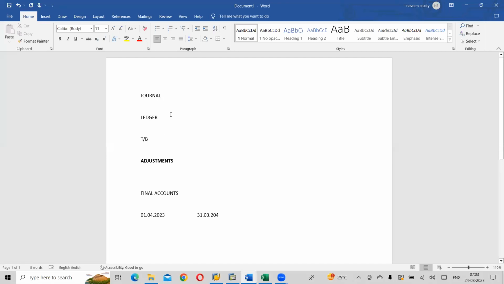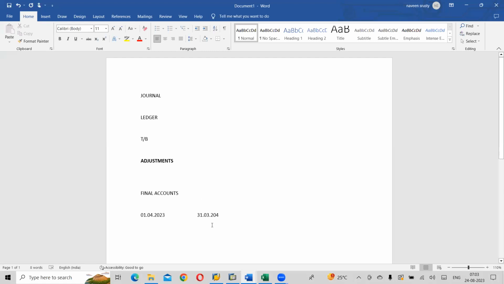Manual accounting, again I'm reiterating. From manual accounting only, your accounting software and your ERPs came into the picture. On the base of this only. So here we record day-to-day transactions in the journal, and after that individual accounts we maintain in the ledger. So how much time? 1 year, 1st April to 31st March, and I need to close.